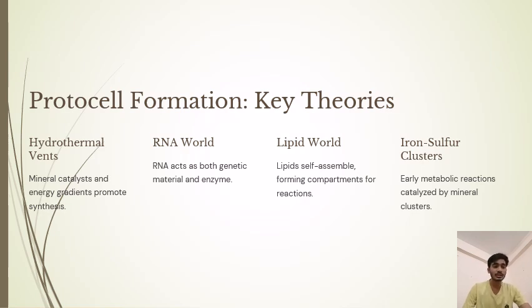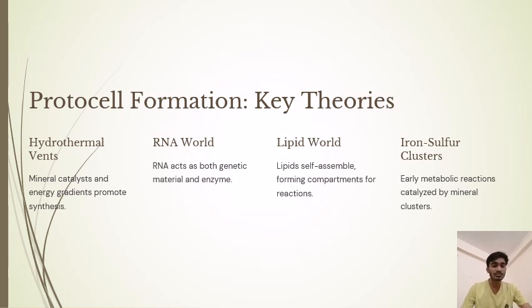It suggests that lipids played a central role in the formation of protocells, providing a membrane-like structure. The RNA world hypothesis proposes that RNA molecules served as both genetic material and catalysts, potentially giving rise to protocells. Prebiotic vesicles.